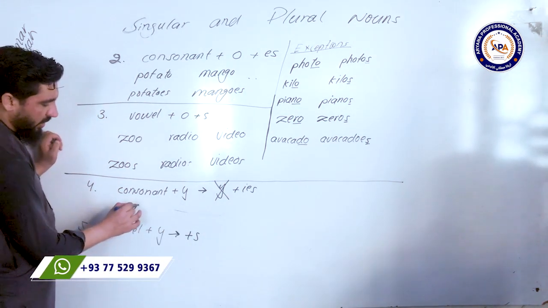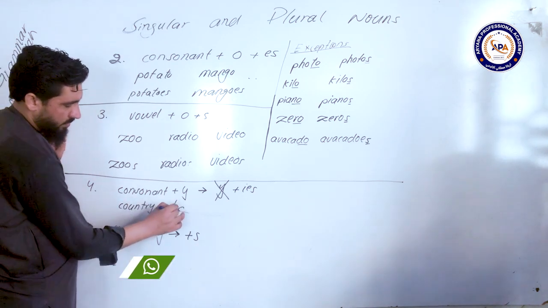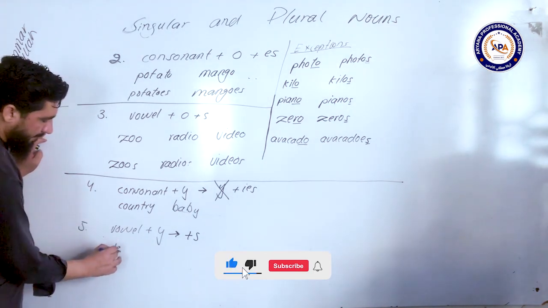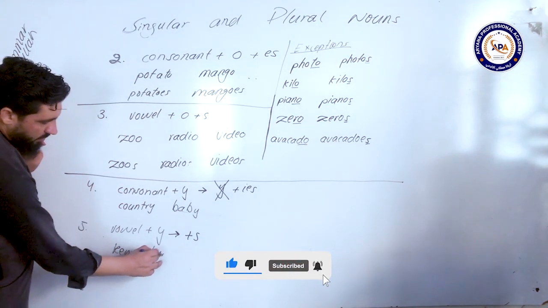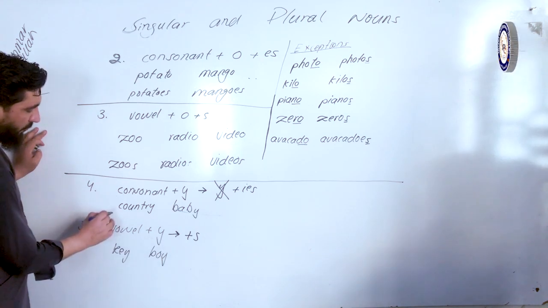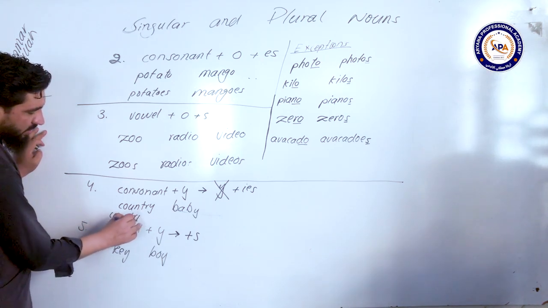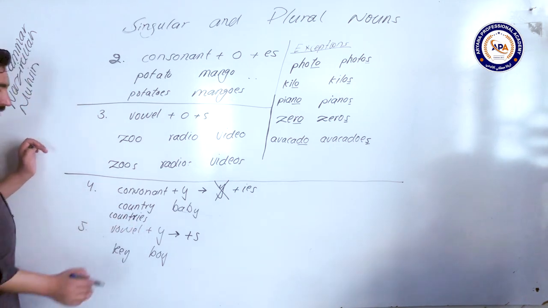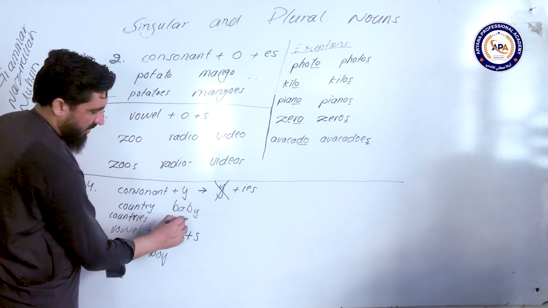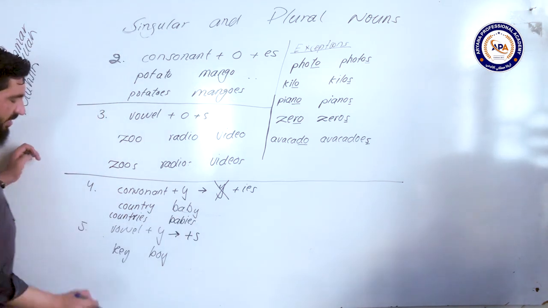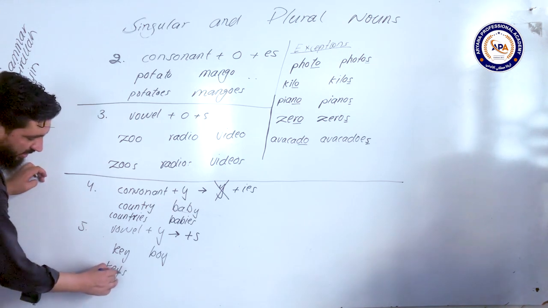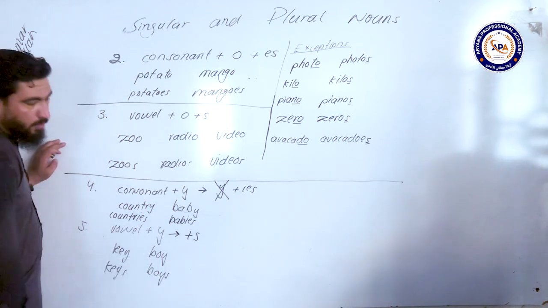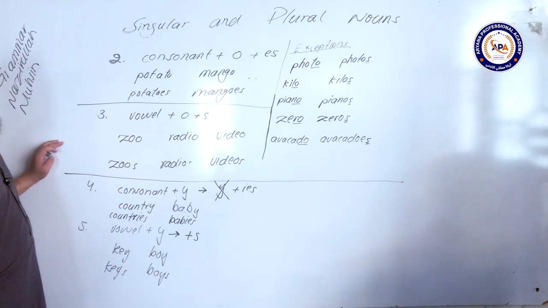For example, country, baby, teddy, key, boy. The plural form of country is countries, without y and with IES at the end. And babies is written like this. But key is written like this with only an S at the end. And also boys.